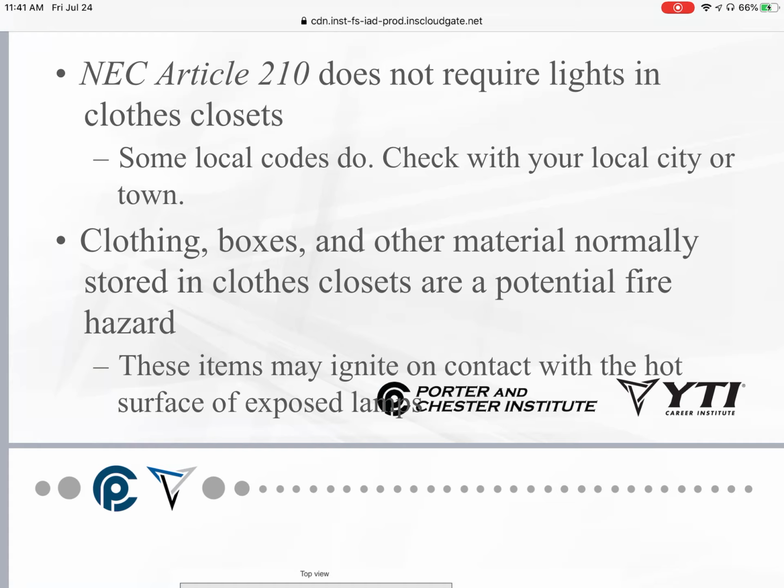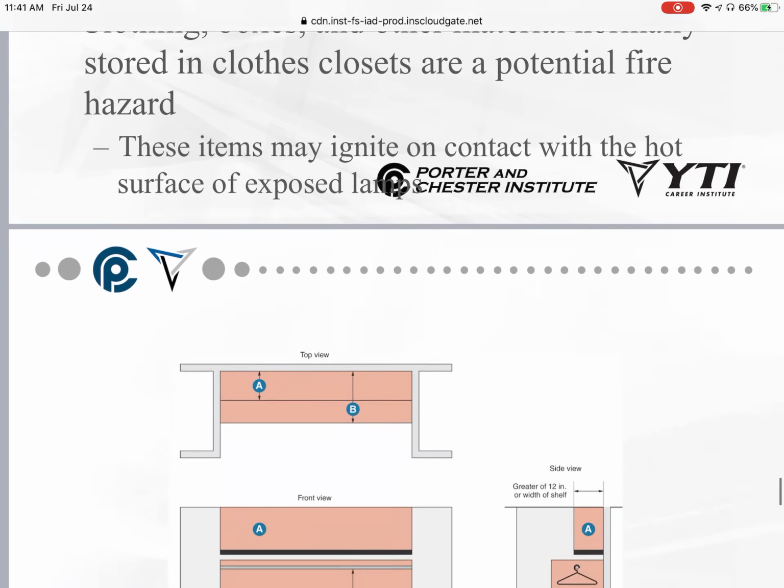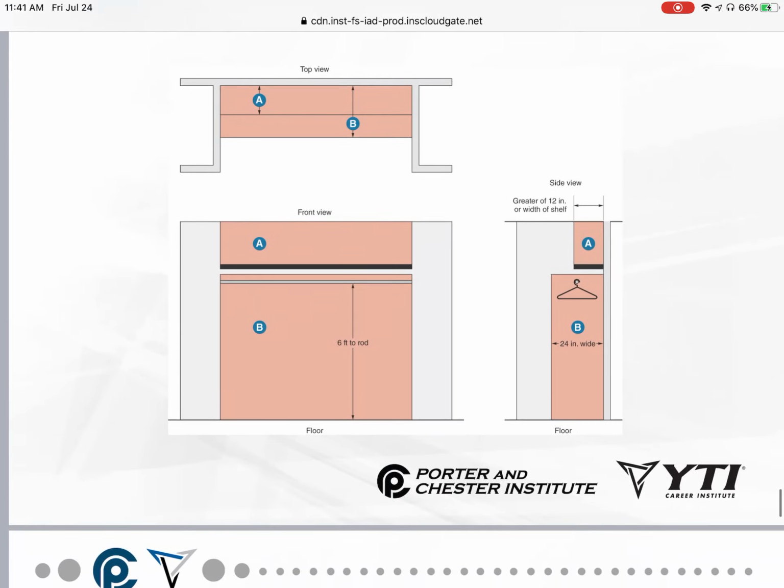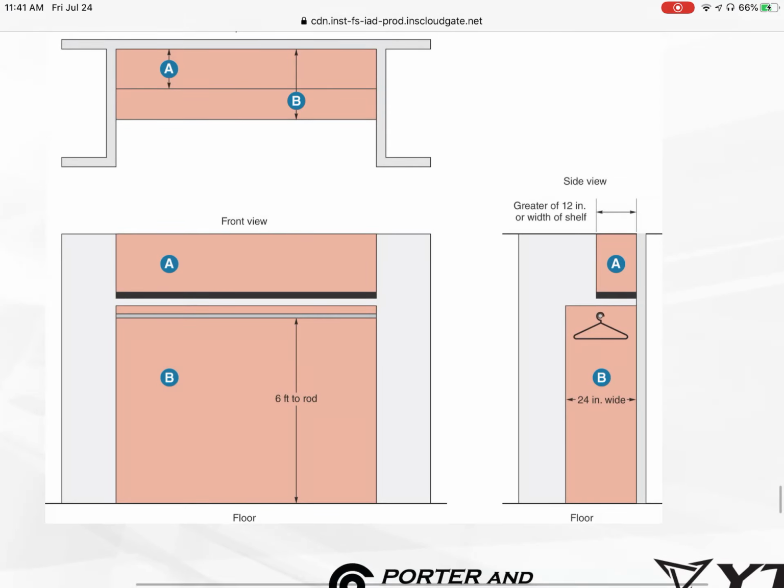That's why there are these provisions that we have with lighting. We don't want to have hot lights touching potentially flammable material. You guys might recognize this illustration. I went over it in a previous PowerPoint about what is considered closet space or storage space.